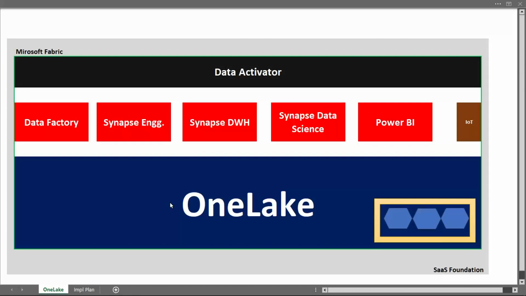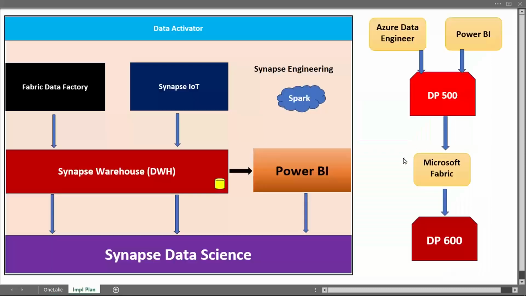This is the implementation plan for our learning process. You have the data engineering skill set, you have the Power BI skill set, and you step into the DP 500 certification. Then add Power BI, then add Fabric, and then step into the DP 600 certification.